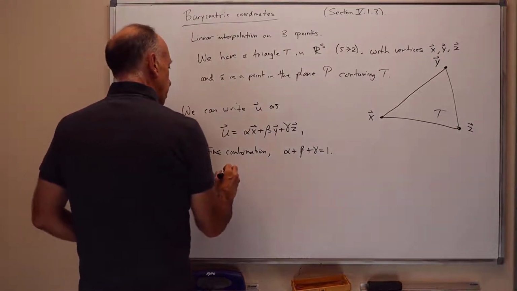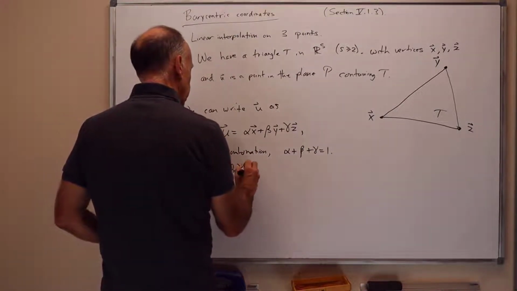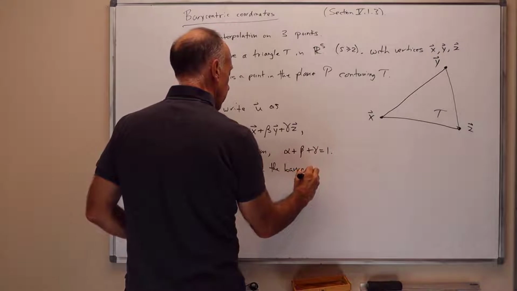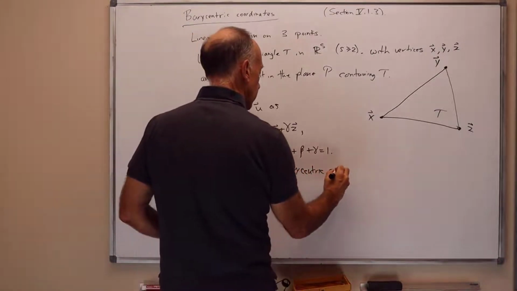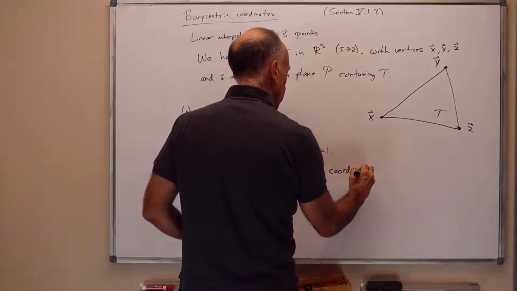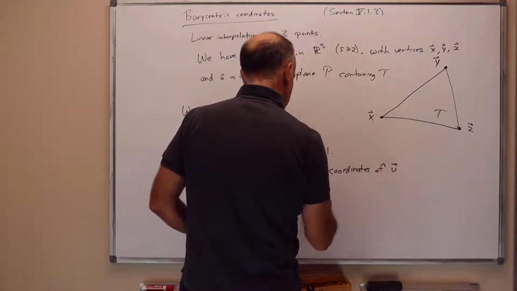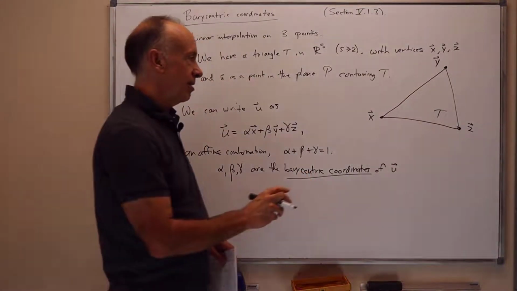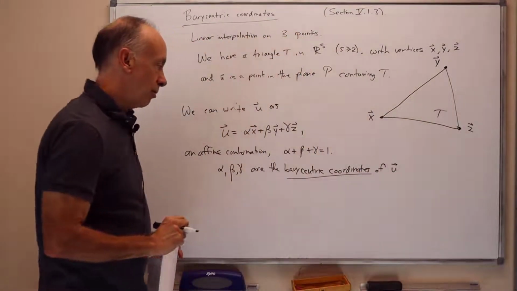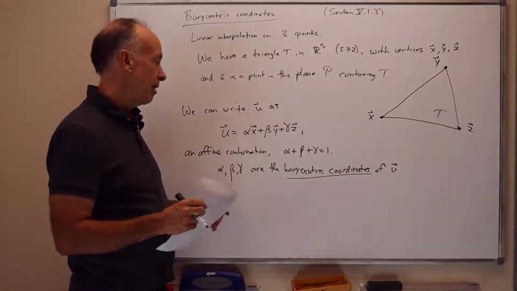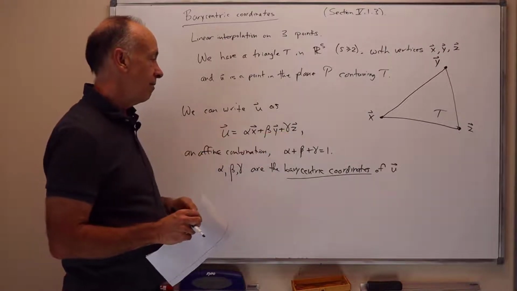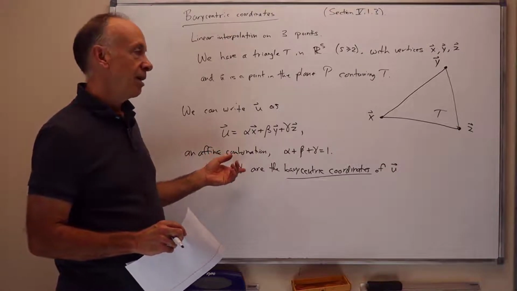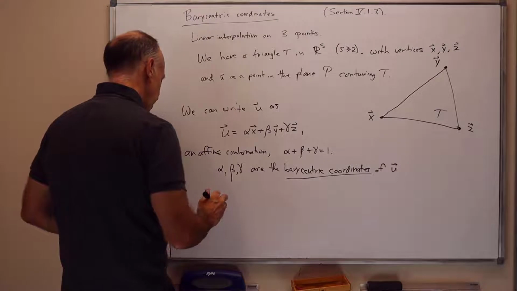And alpha, beta, and gamma are called the barycentric coordinates of U. And of course that's relative to the triangle T and the vertices x, y, z. The barycenter of a triangle means basically the center of the mass of the triangle. Barycentric coordinates is expressing U in terms of a weighted average of the x, y, and z if it's inside the triangle, or more generally as an affine combination of x, y, and z if it's in the plane containing the triangle.